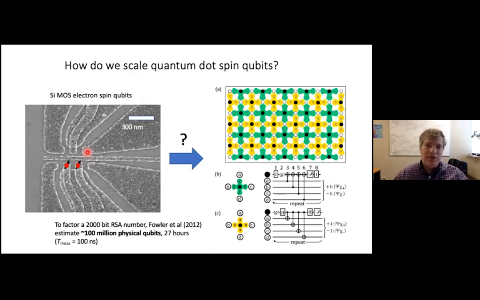We know that the scale of the problem and overhead required is very staggering. To factor a 2000-bit RSA number, Fowler et al. in their 2012 paper estimated that you would need around 100 million physical qubits and 27 hours of runtime based on superconducting qubits with 100 nanosecond readout timescale. I mean, that's an extreme example, but even scaling to intermediate scales like hundreds or thousands of physical qubits will, of course, be quite challenging.